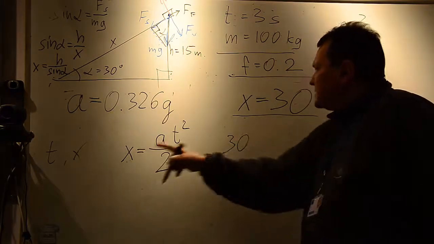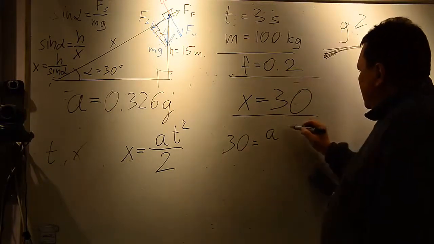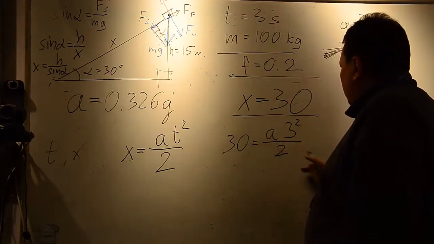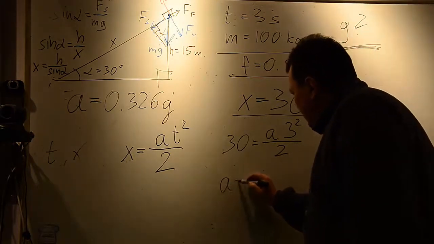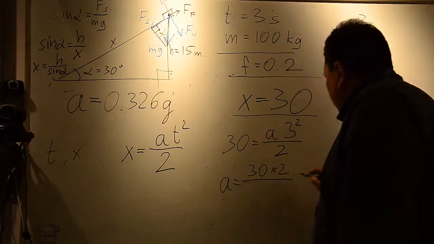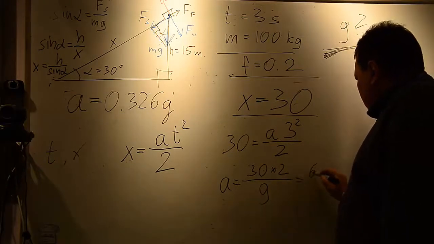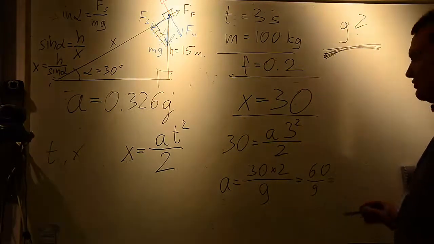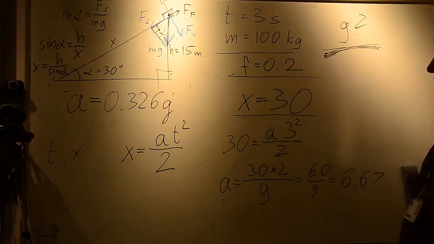30, it's x, equals a, we don't know a yet, t square is 3 square, divided by 2. So a equals 30 times 2 divided by 9. It's 60 over 9. I have calculated this before, 6.67. That's the value of acceleration.